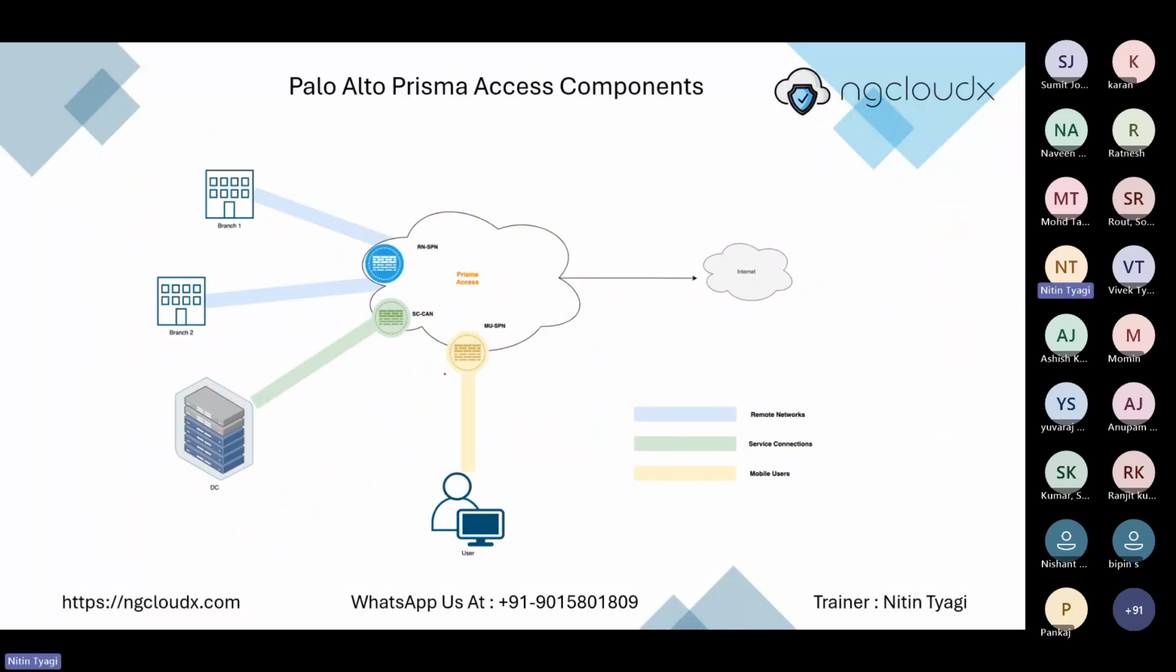Now, what are the components we have inside Palo Alto Prisma Access that we need to understand? For remote networks, we call it RNSPN, the node which gets provisioned for you. That is RNSPN, remote network security processing node. This node gets provisioned for you when you onboard any remote network.